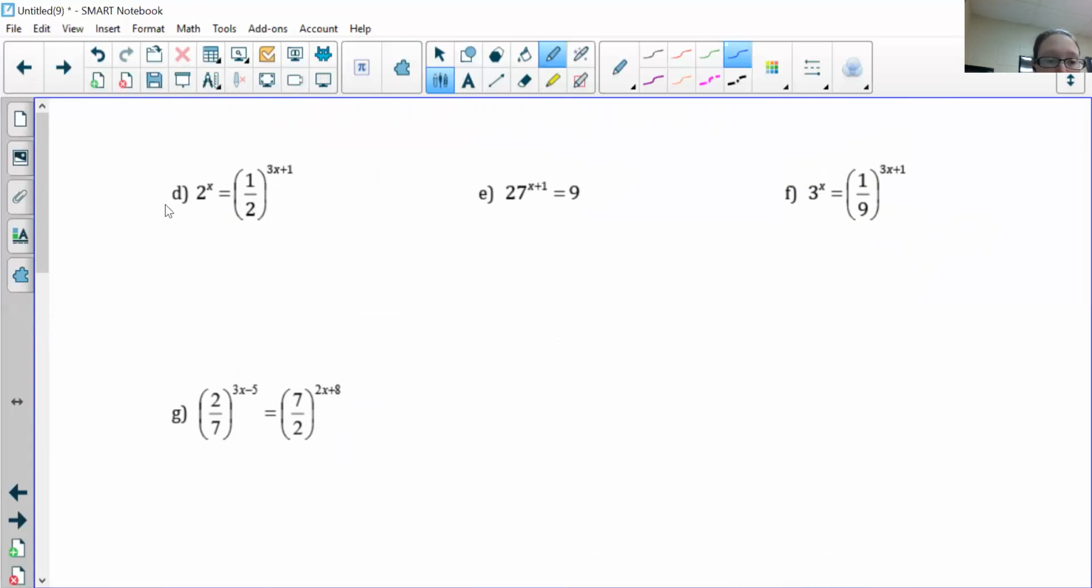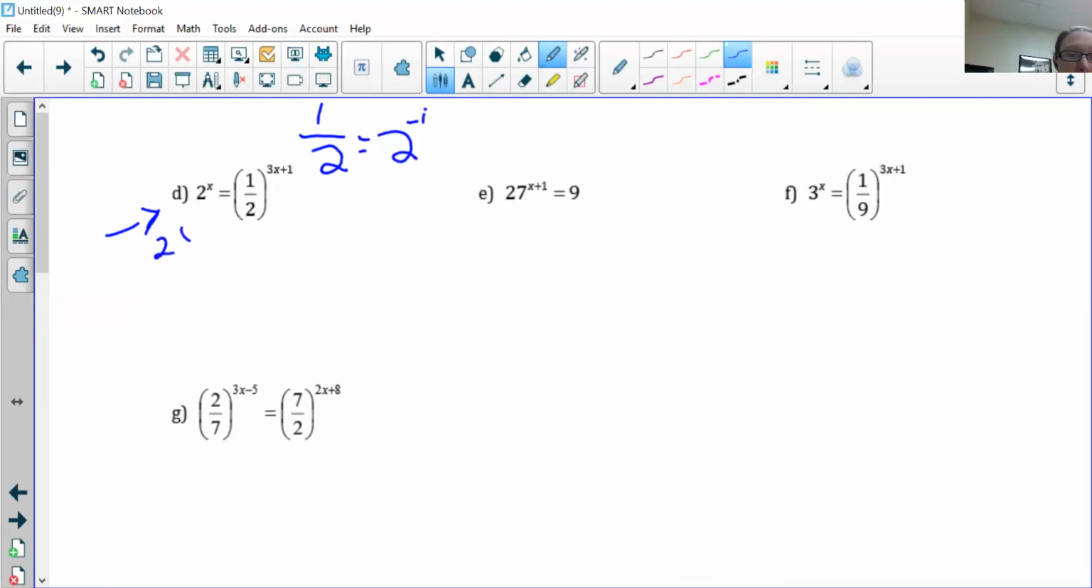So let's look at this. Look at D. How do I go from 2 to the x to get to 1/2? Can I write 1/2 as a power of 2? How do I even get a 2 on the bottom? Negative exponents. So I could say that 1/2 is equal to 2 to the negative 1 power. See how that flips my 2 over?